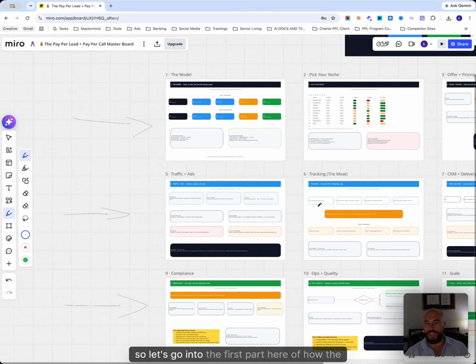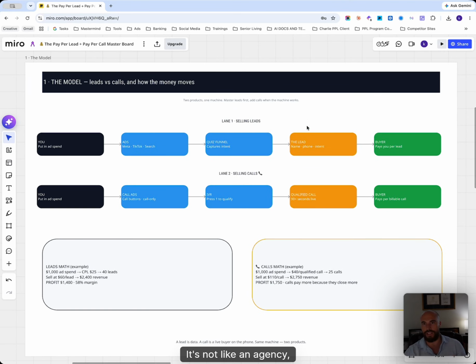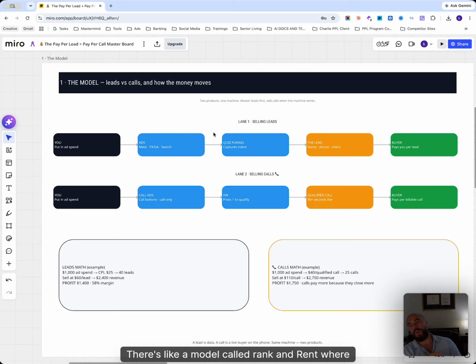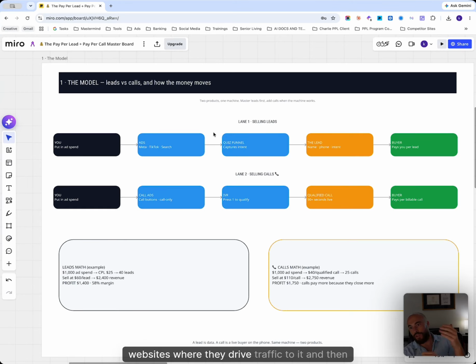So let's go into the first part here of how the model actually works. Pay-per-lead is interesting. It's not like an agency, right? With pay-per-lead, what you see is how the selling lead model works and how the selling calls model works on this graphic. With pay-per-lead, you put in ad spend, you run ads on, let's say, Meta, it could be TikTok, could be Google search. Some people even sell leads through a model called Rank and Rent, where you essentially have really good SEO, that's search engine optimization. People will make websites where they drive traffic to it, and then they get the leads for free, and then they sell them.